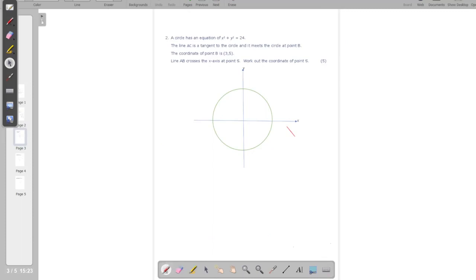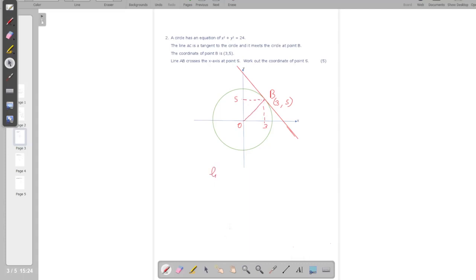Question 2. A circle has an equation of x squared plus y squared is 24. The line AC is tangent to the circle and it meets the circle at point B. So let's draw that. So that's B. The coordinate of point B is given 3 and 5. So this is 5, this is 3. This is the radius.